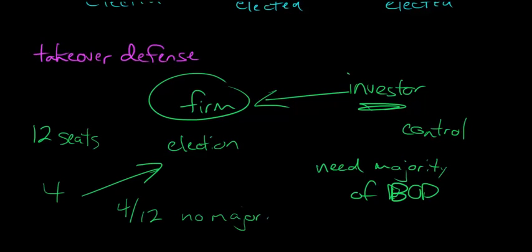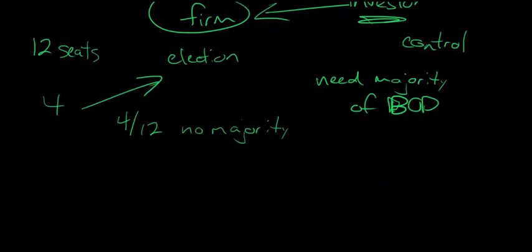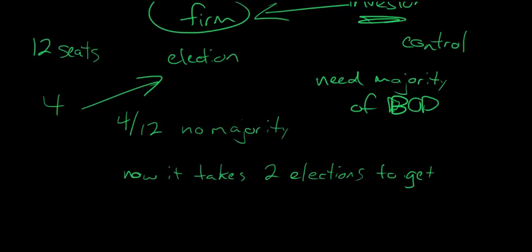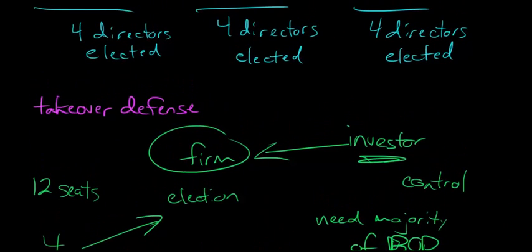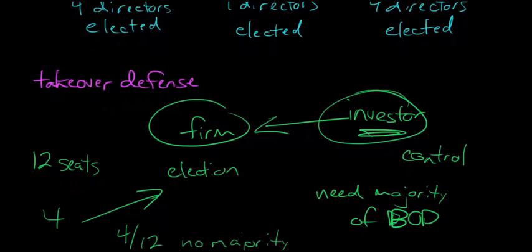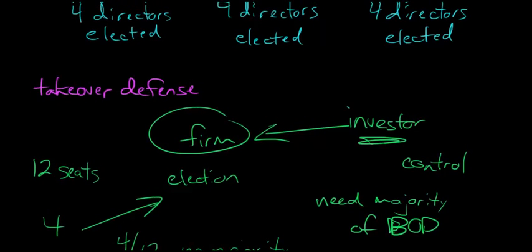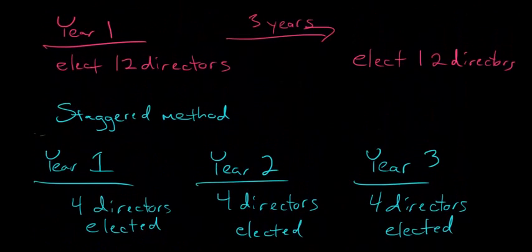So now it's going to take me 2 years. I have to wait. It takes 2 elections to get the majority that I need to take over. You might say, who cares? It just takes place over 2 elections. Well, whatever is creating a situation where this investor has the power or momentum to seize some control and get some of these director seats, something's going on. People aren't happy with the firm or the way it's being run.